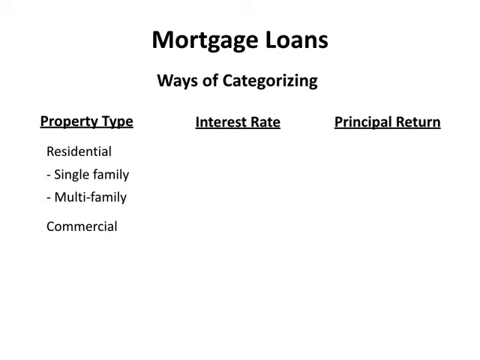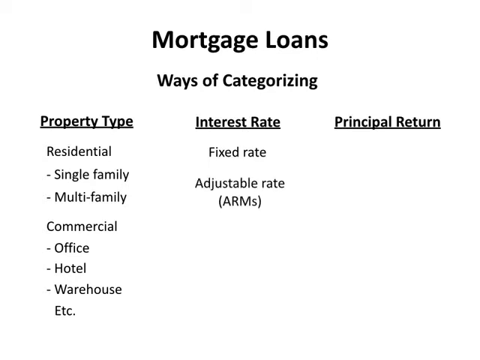Commercial mortgages are usually characterized by the type of commercial activity taking place. Office building mortgages, hotel mortgages, warehouse mortgages, etc., to give but a few examples. The vast majority of mortgage-backed securities are based on pools of single-family residential mortgages. The majority of mortgage loans over most time periods have an interest rate that is constant over the life of the loan. These are known as fixed-rate mortgages. Some mortgages have rates that reset at designated frequencies. They're called adjustable rate mortgages, or ARMs.